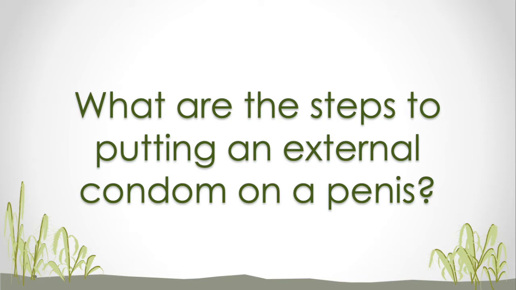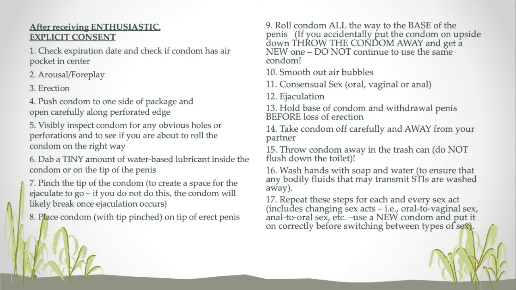And then thinking about how many you came up with, we actually have 17 steps to putting on an external condom. So I'm going to put them up here, maybe looking and seeing what steps you maybe missed or what steps may be in the incorrect order. So the way that you're going to put on an external condom would be by checking the expiration date and making sure that the condom has an air pocket in the center.